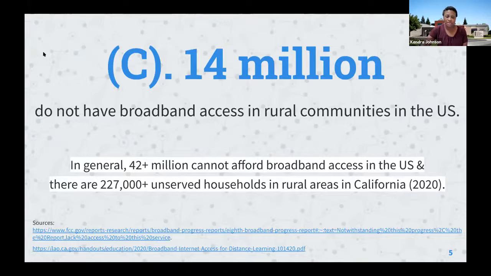According to the FCC's website, 14 million people do not have broadband access. More than 42 million people cannot afford broadband access. And there are more than 227,000 unserved households in rural California.